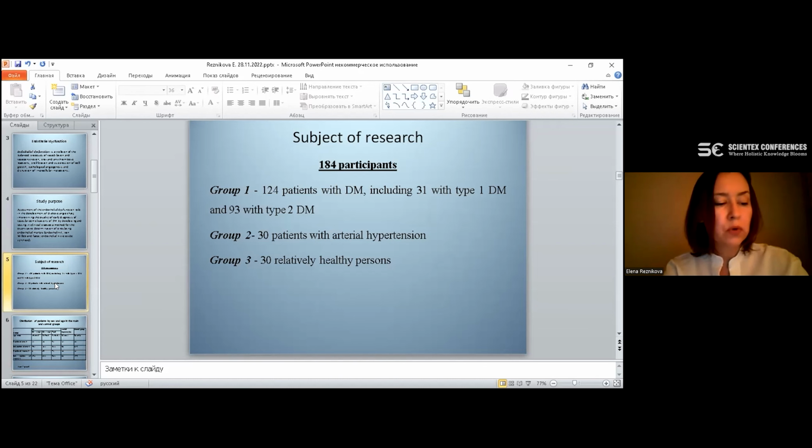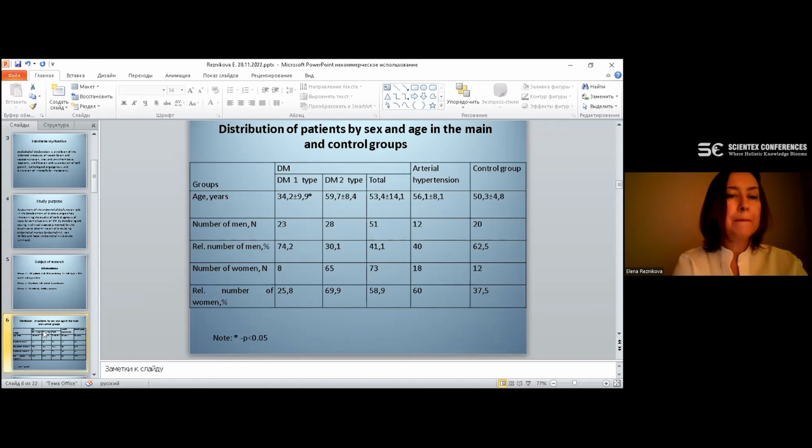184 participants were recruited. Group 1: 124 patients with diabetes mellitus, including 31 with type 1 diabetes and 93 with type 2 diabetes. Group 2: 30 patients with arterial hypertension, the control group. Group 3: 30 relatively healthy persons. There was no significant difference among the groups, the diabetic patients in comparison with the control group, according to the main gender and age characteristics.